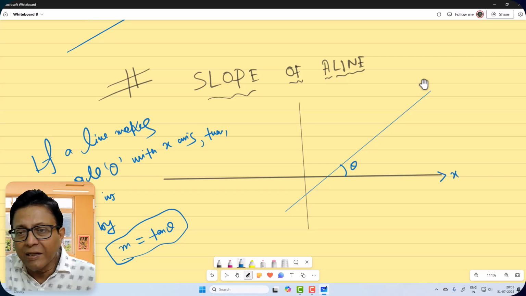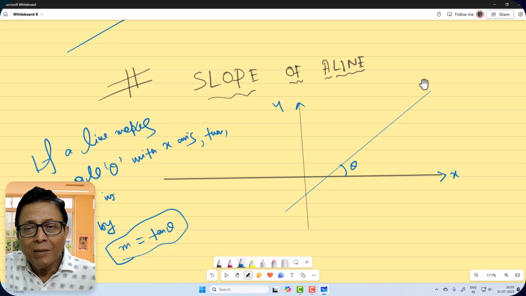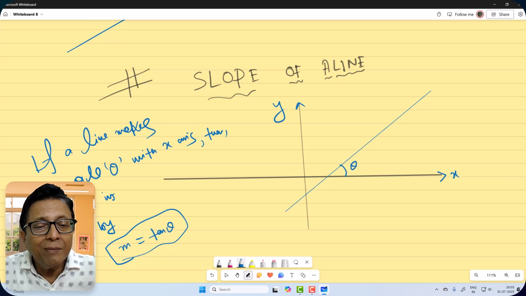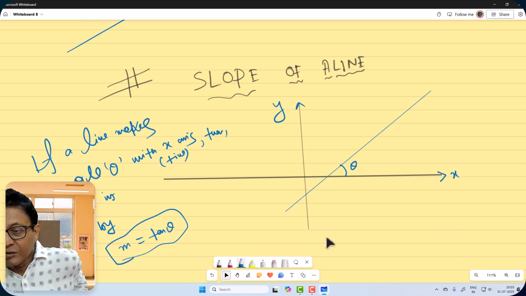Tangent of the angle made by it with positive x-axis. We'll remember positive x-axis, not y-axis. Okay?